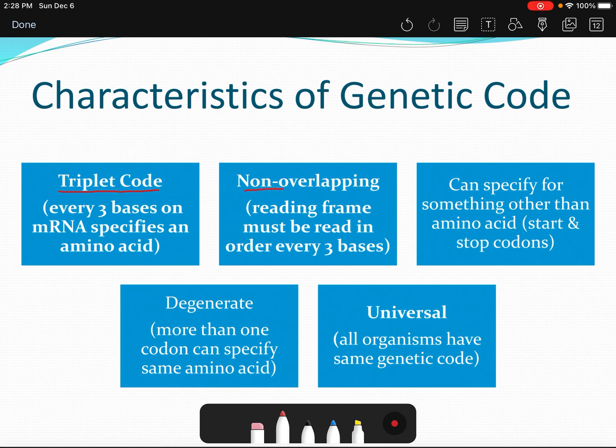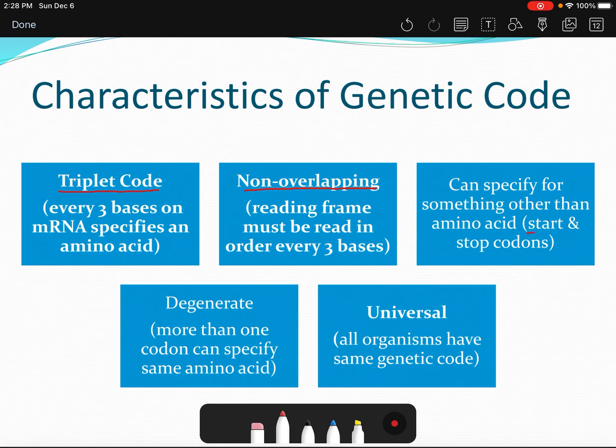It's a non-overlapping code, so when we're looking at messenger RNA, the reading frame we mean is every 3 bases, or nucleotides, on messenger RNA that will code for one amino acid. The next 3 will code for another amino acid, the next 3, and so on. So it doesn't overlap. It can specify things other than amino acids.